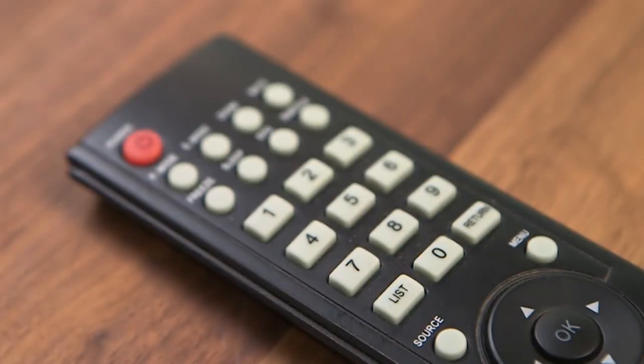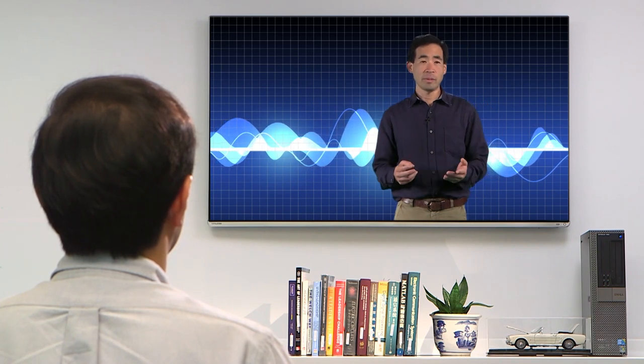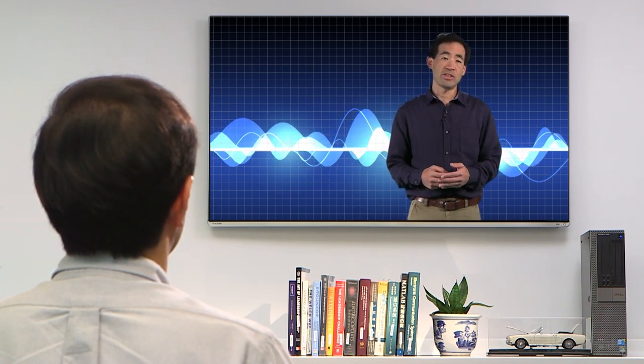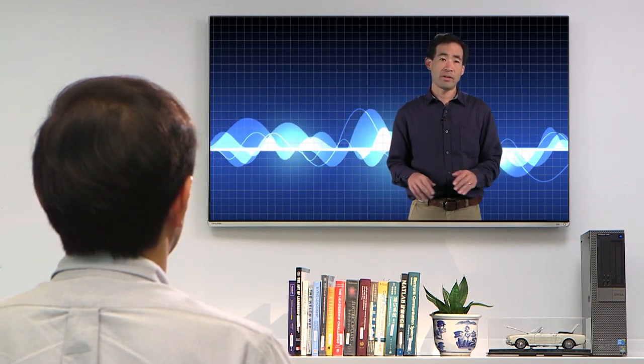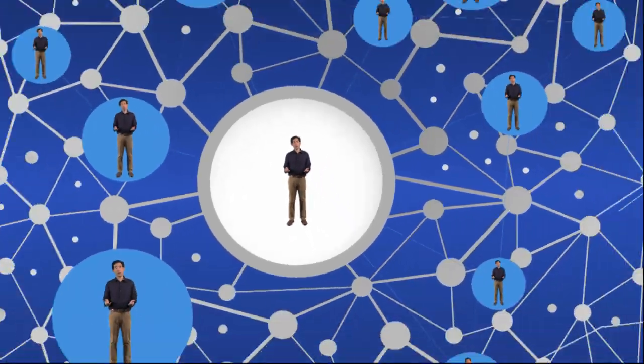In part one, we will discuss communication between a single sender and a receiver, like the remote control with your TV. In part two, we'll look at how multiple senders and multiple receivers can share the same channel without interfering with each other, like in broadcast radio. In part three, we'll explore how to transmit information over a network, like the internet.